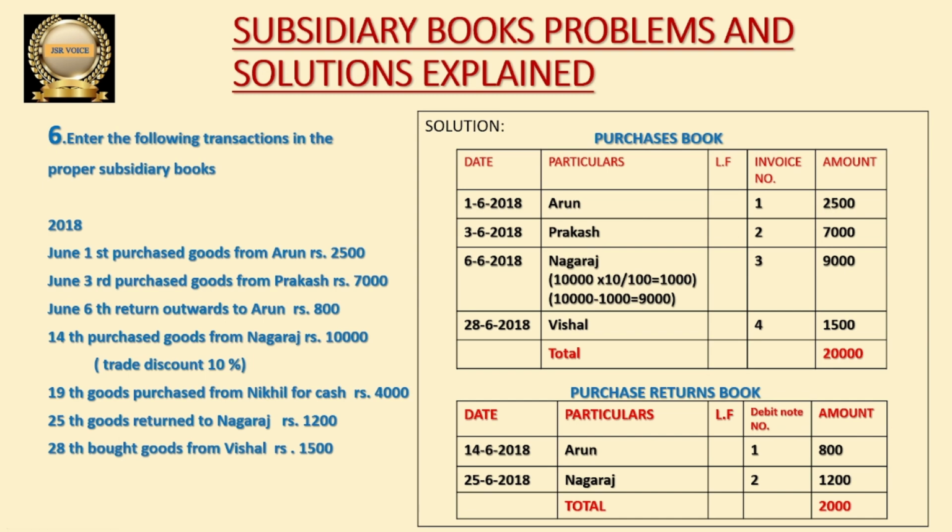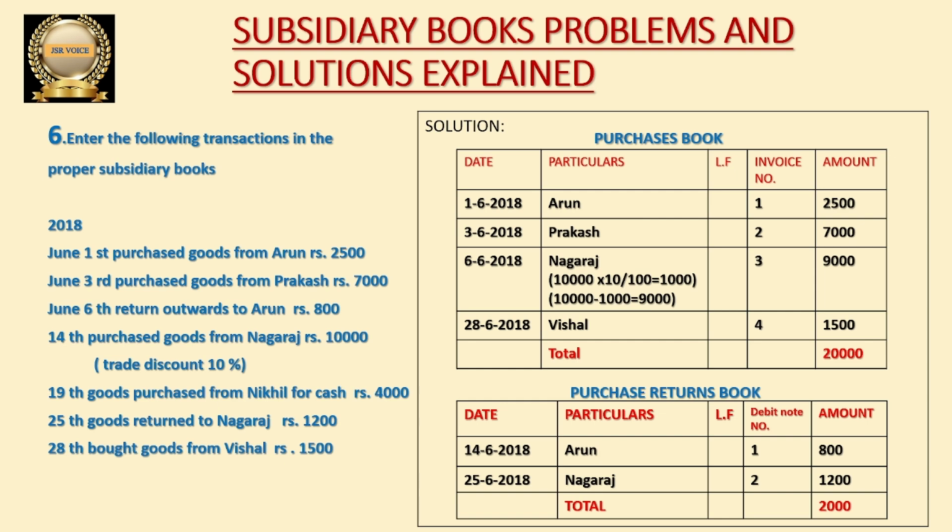So let us read the transactions and record those in the proper books. Here, June 1st, purchased goods from Arun, rupees 2500. So they are purchasing goods from Arun. It is related to the purchases book, purchased goods only. It is not an asset, so it is goods. One condition satisfied. From Arun is given, a name.